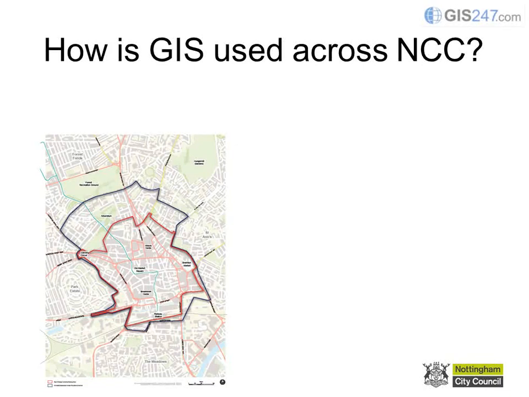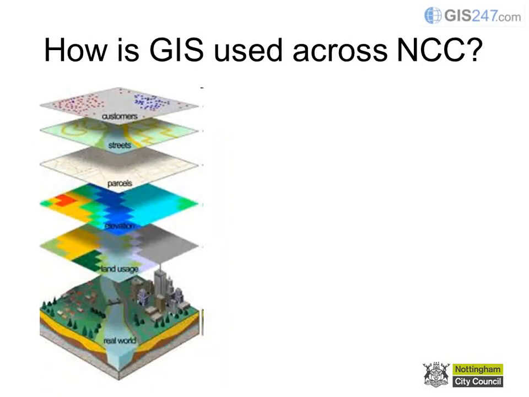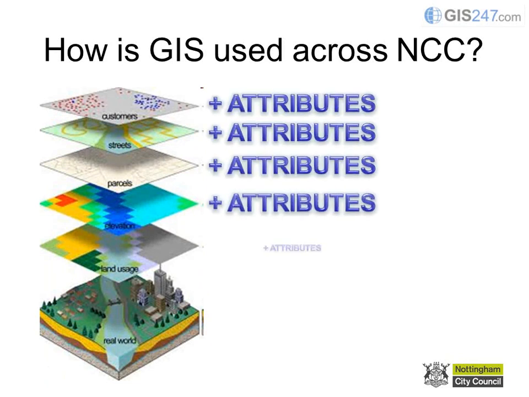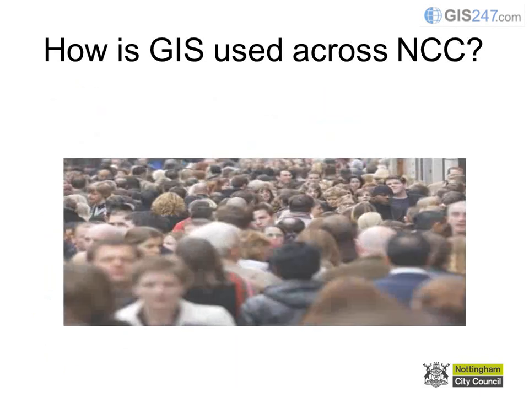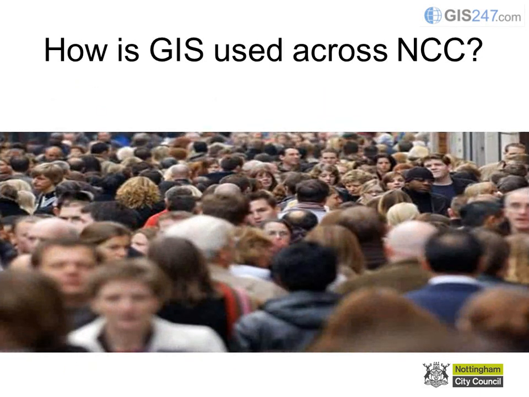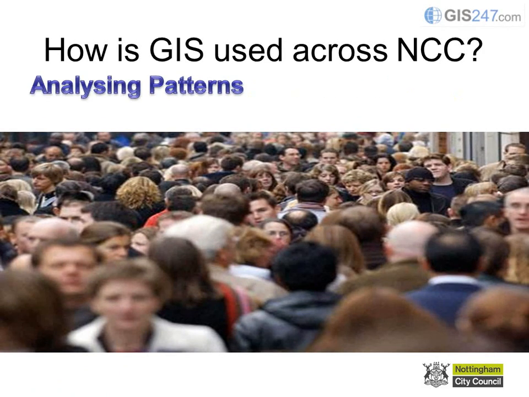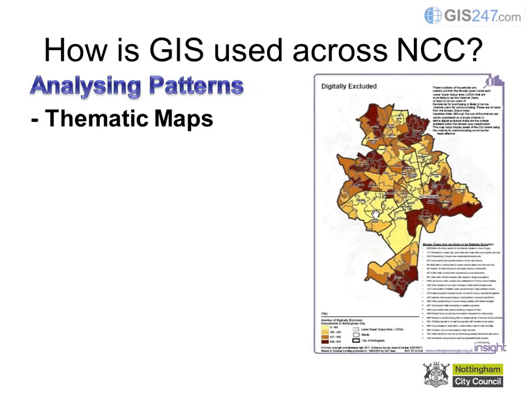A map is made up of a number of different datasets which are loaded into a GIS. Behind the different datasets are attributes. For example, a population dataset may contain data relating to gender and age groups. GIS enables the analysis of the relationship between different attributes to explore and analyse patterns. Thematic maps focus on a particular theme or subject area connected with a specific geographic area. For example, digitally excluded households and population density by super output areas.